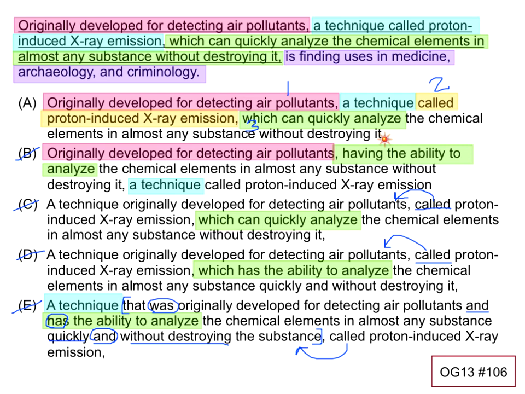Is the comma having, yeah, so the problem with B here is that the comma having appears to be referring up here to the red stuff, except it doesn't make sense because nothing in there has the ability to analyze the chemical elements.